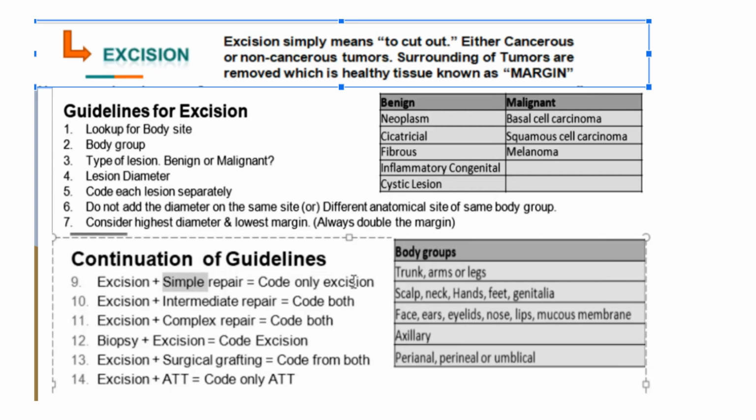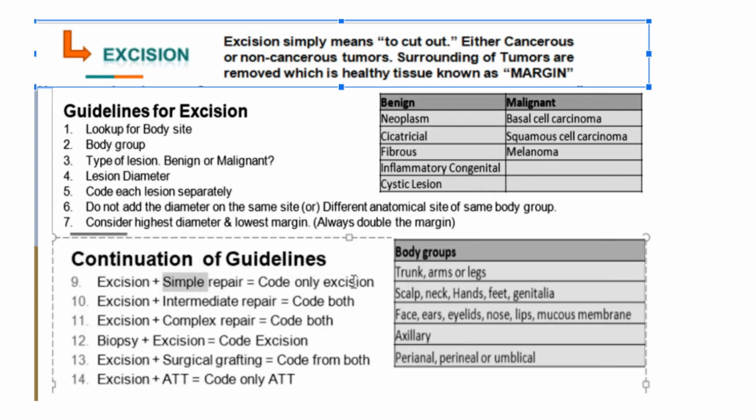So first of all, look up for the body side. Here, like your shave, we have the body group area. So you need to pay attention from which body area you have taken the excision, because that will decide your code. Secondly, the type of the lesion. Is the lesion benign or the malignant? Malignant means the cancerous lesion. So we have a separate code for the benign, we have the separate code for the cancerous.